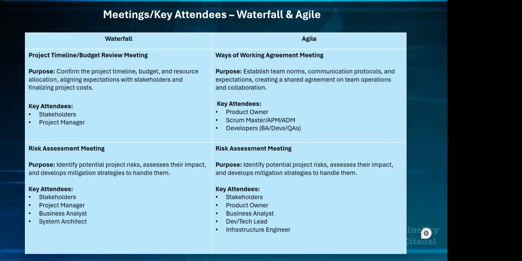Availability, and then you finalize the schedule and all that. And the outcome that you're looking at for that particular meeting is a finalized work breakdown structure, and also a finalized budget document that everybody agrees to, that the stakeholders have signed off on.